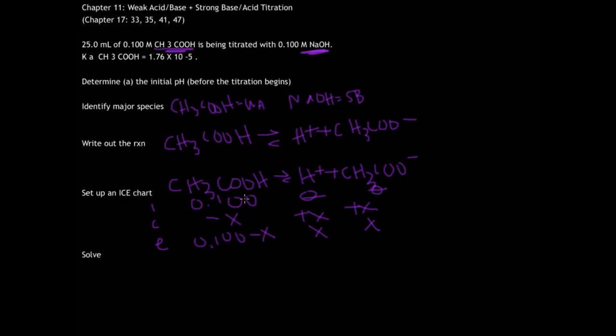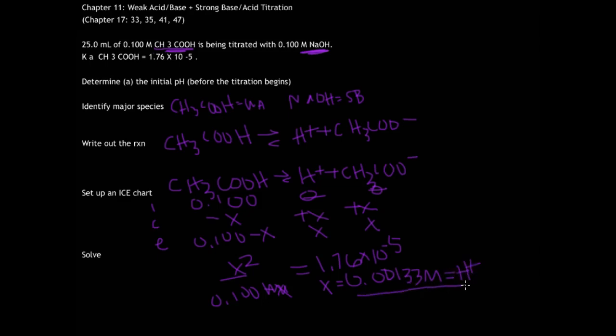So what is it? It's products over reactants. So X squared over 0.100 minus X. We're going to assume X is small. Products over reactants equals K, and the K was given as 1.76 times 10 to the negative fifth. Okay, you multiply both sides by 0.1, take the square root, and X comes out to be, let's see, I calculated it out ahead of time. It is 0.00133 molar. Well, X is your hydrogen ion concentration.